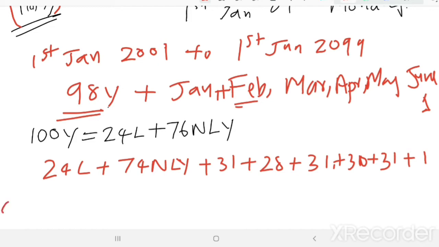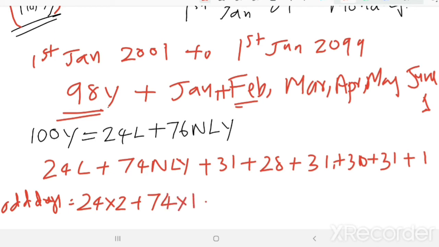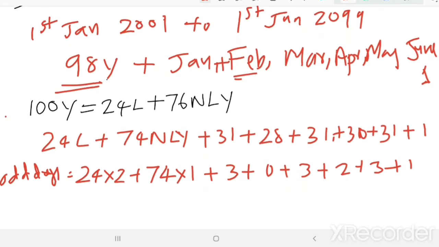Then how many odd days are there? Odd days are there in 24 leap years. In one leap year, which is 366 days, 366 divided by 7, we get remainder equal to 2. This is called odd days. Then in 24 leap years, there are 24 into 2 odd days. In one non-leap year, there are 365 days. 365 divided by 7, we get 1 odd day. So 74 into 1. Then 31 divided by 7, we get 3 odd days. Here 0, here 3, 2, 3, 1. So the total number of odd days in these 98 years is 122. 48 plus 74, we get 122.